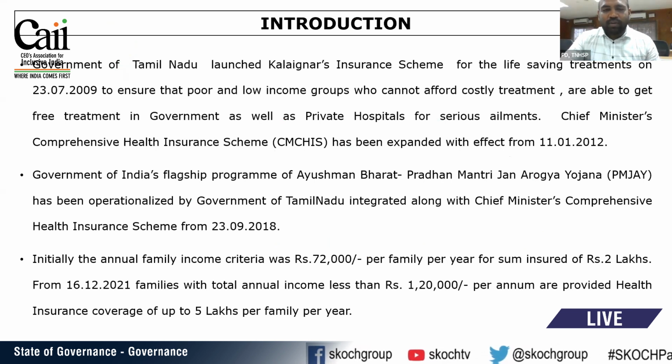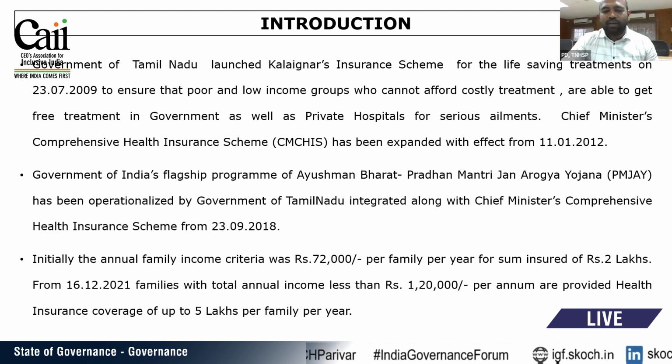The government of Tamil Nadu has launched the Kalaignar insurance scheme for life-saving treatments since 2009 to ensure that the poor and low-income groups who cannot afford costly treatment are able to get free treatment in government and private hospitals. This scheme is integrated with the Ayushman Bharat PMJY scheme since 2018. The initial family income criteria was 72,000 rupees per family for a sum insured of rupees 2 lakhs.